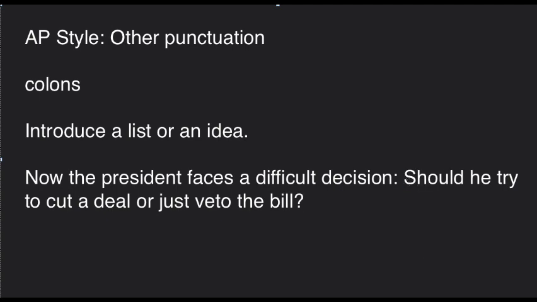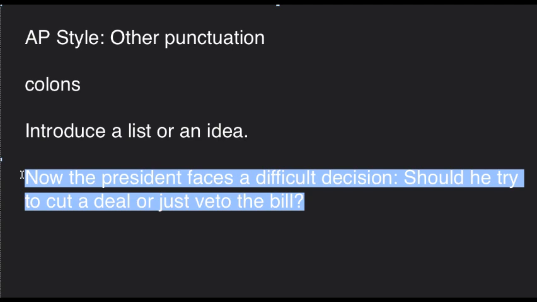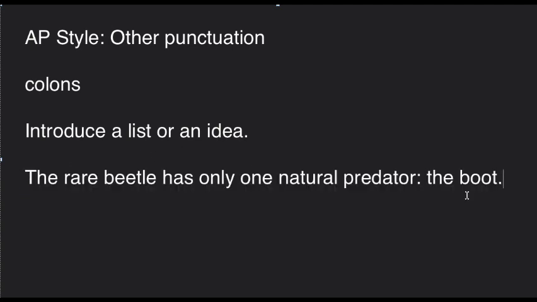Alternatively, let's say we had a different sentence. Let's say the sentence was this. Here we have just a list of one thing. We're just trying, for maybe dramatic effect, to state one thing. The rare beetle has only one natural predator: the boot. In other words, you can step on it and kill it. That's the only thing that kills it. Get it? It's kind of a joke.